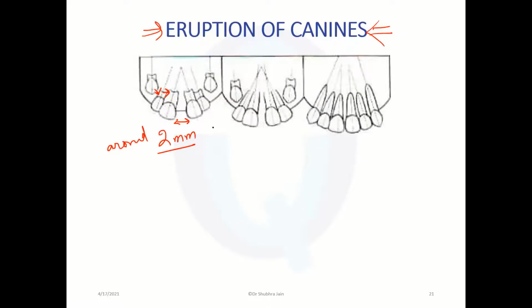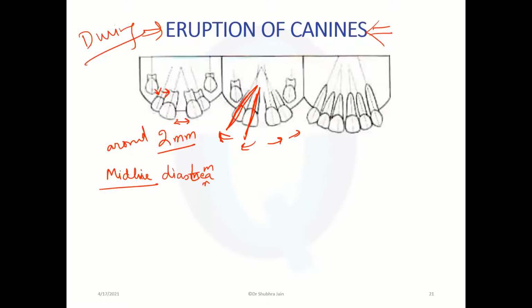Now there occurs a midline diastema. So the ugly duckling stage is a midline diastema. You can see that. And there is also some tilting. So there is an inclination of both the incisors and there is a midline diastema. This happens during the eruption of the canine.